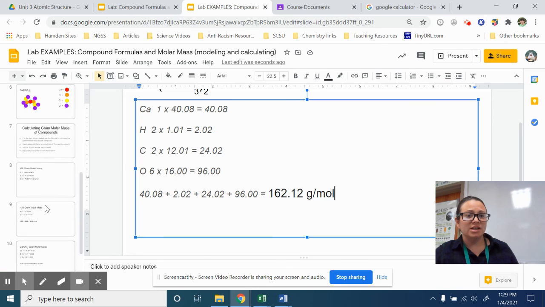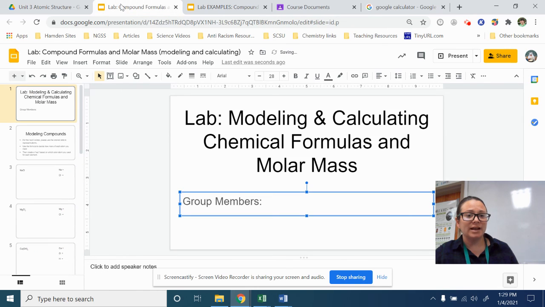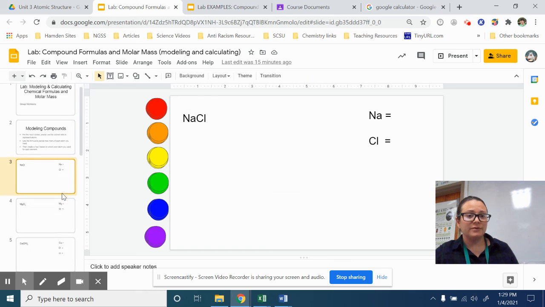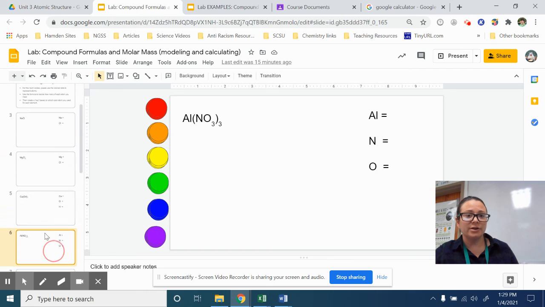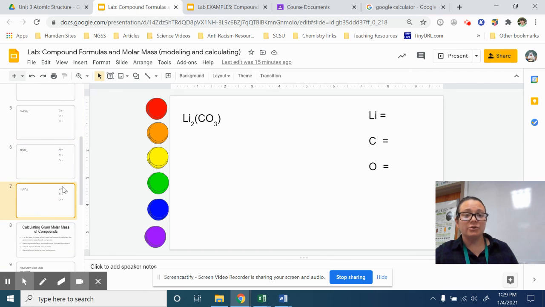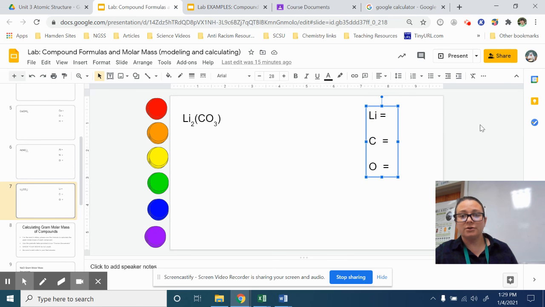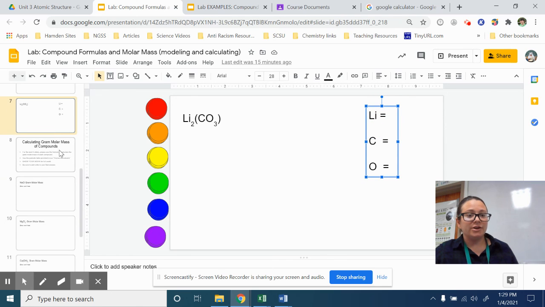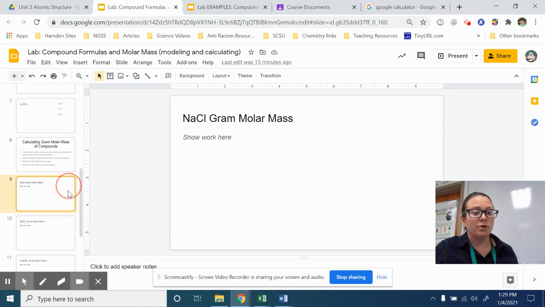Hopefully this has helped you to be able to do your lab assignment. You have 5 different compounds to do that are very similar to these. You can do 5 of those ones where you're dragging the dots. Don't forget to do the key also over here. And then you're calculating the gram molar mass for those compounds.